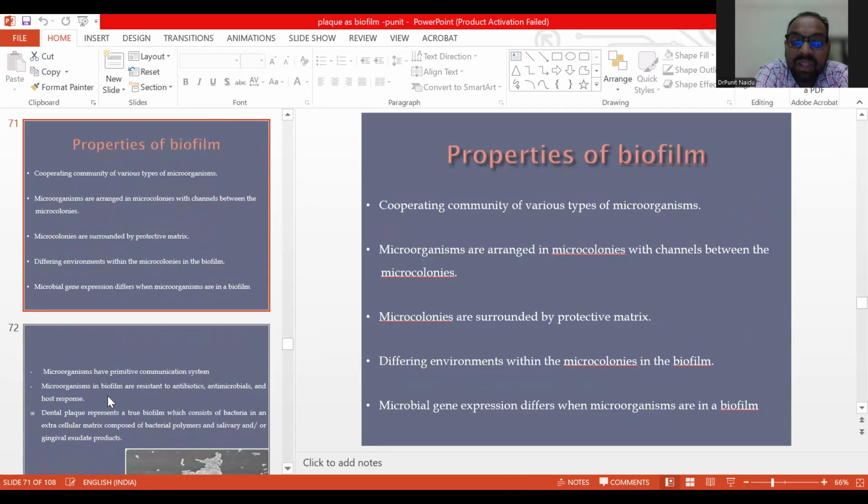Properties of biofilm. Microorganisms are arranged in microcolonies with channels, and these microcolonies are surrounded by a protective matrix, and thus there are differing environments within the biofilm. Microbial gene expression differs when microorganisms are in a biofilm. The microorganisms in a biofilm are very resistant to antibiotics, antimicrobials, and host response. Dental plaque represents a true biofilm, which consists of bacteria in an extracellular matrix composed of bacterial polymers and saliva or gingival exudate products.